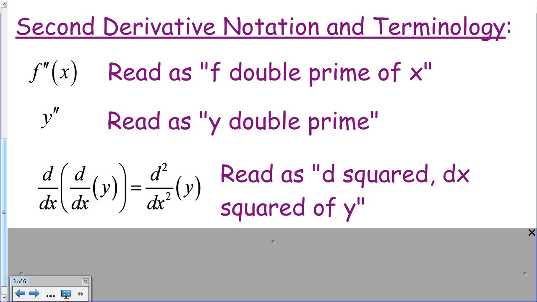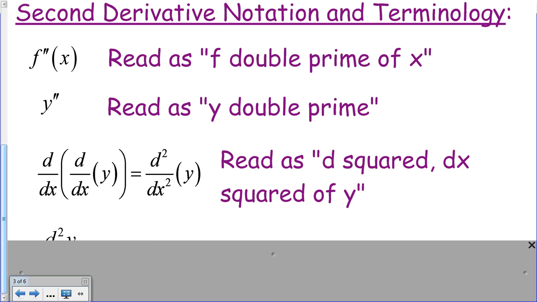The key for us is to understand that those little 2's that you see in there tell you how many derivatives you need to find. So if it's d cubed over dx cubed, I need to find 3 derivatives. If it's just d over dx, that was just one derivative. Here it's 2 derivatives. A second derivative.